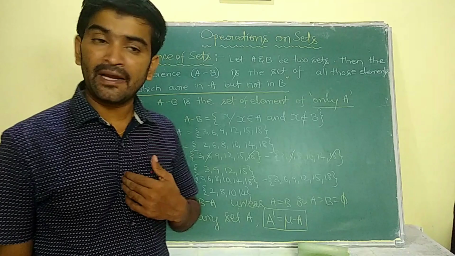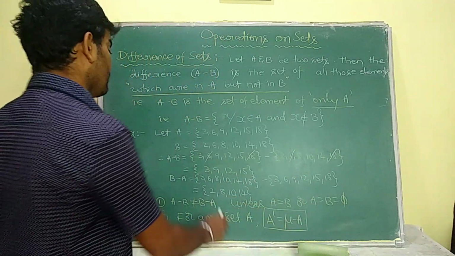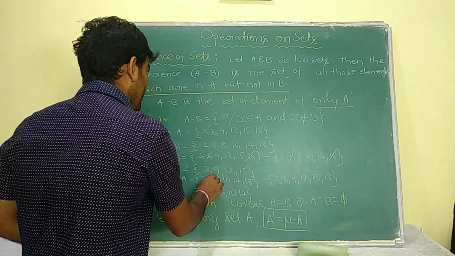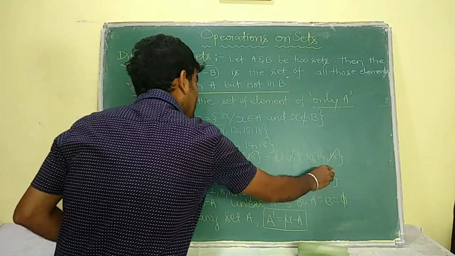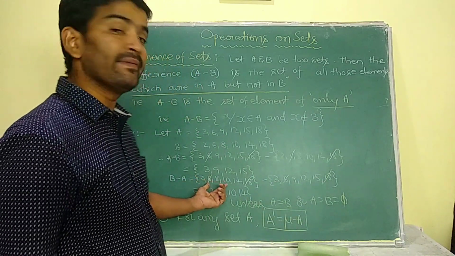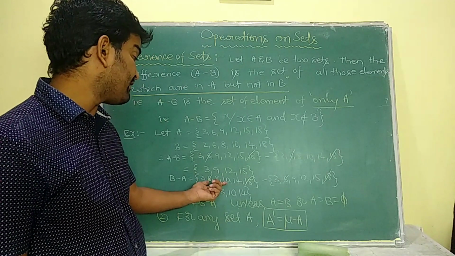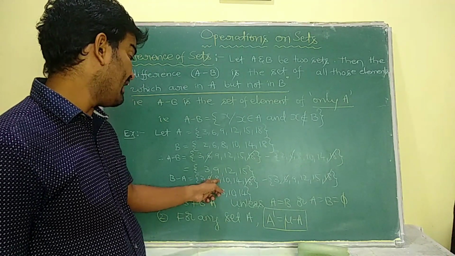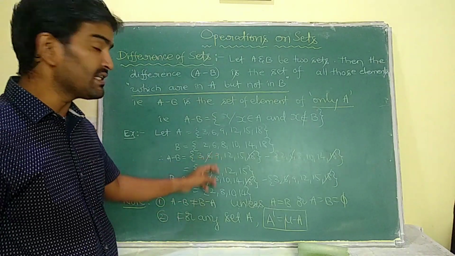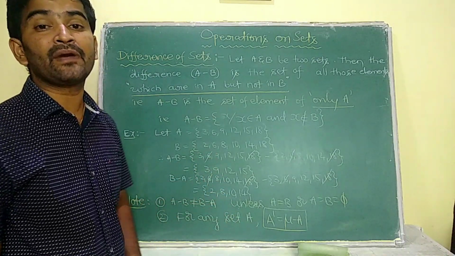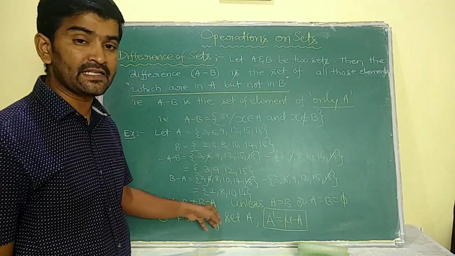If I want to write B minus A, then write B first, minus A. Here also you have to remove the common elements. That is 6, and also the common element here is 18. By removing the common elements, we have to write only the elements which were left in the first set. That is 2, 8, 10, 14. That is B minus A. By observing these two, A minus B and B minus A are not the same. So A minus B is not equal to B minus A.